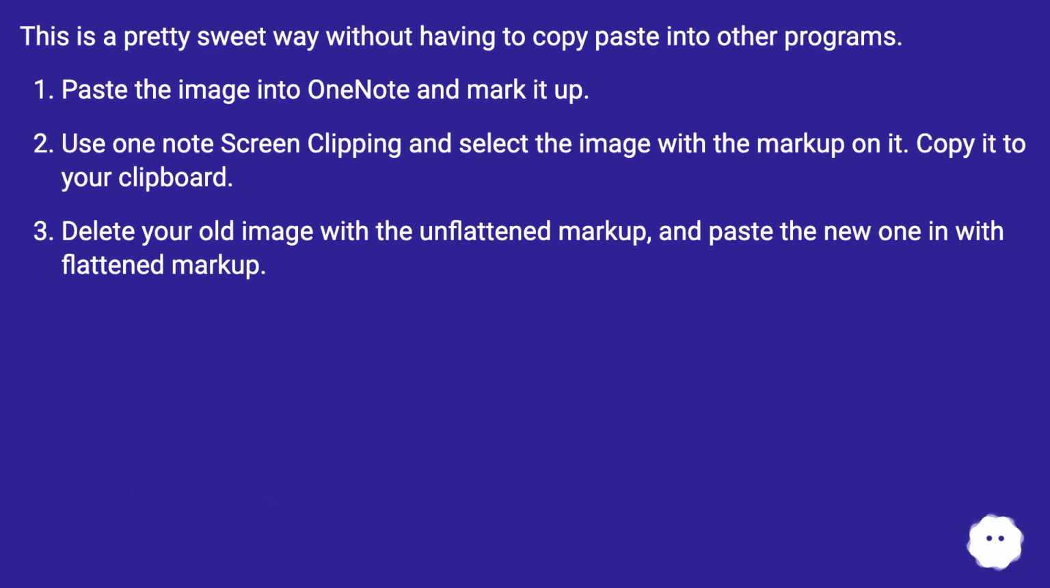This is a pretty sweet way without having to copy-paste into other programs. Paste the image into OneNote and mark it up. Use OneNote screen clipping and select the image with the markup on it. Copy it to your clipboard. Delete your old image with the unflattened markup, and paste the new one in with flattened markup.